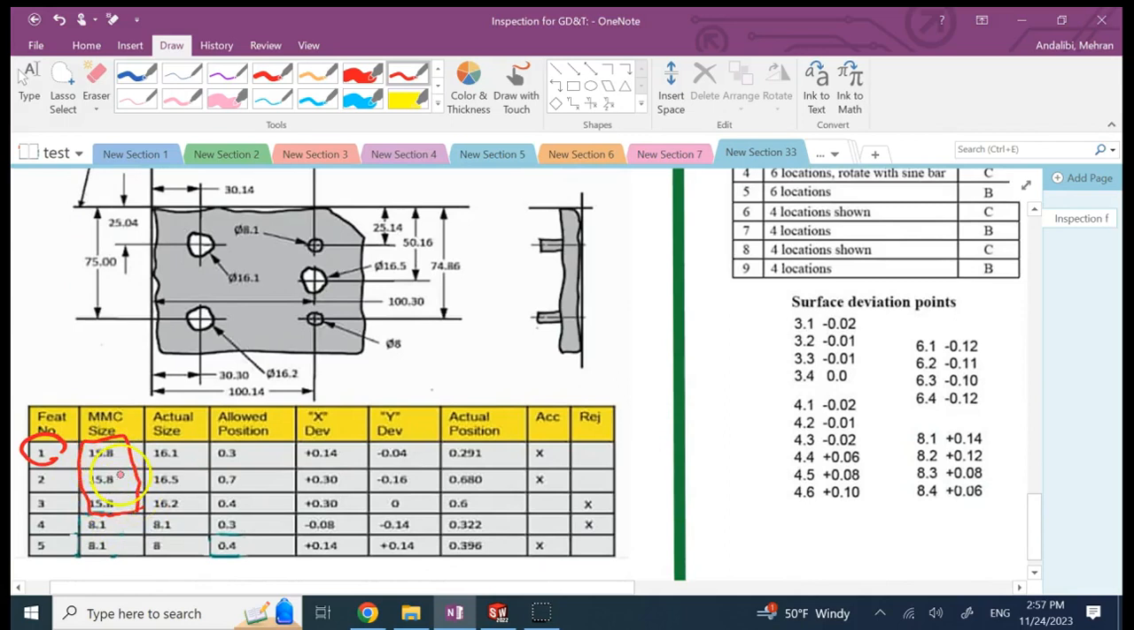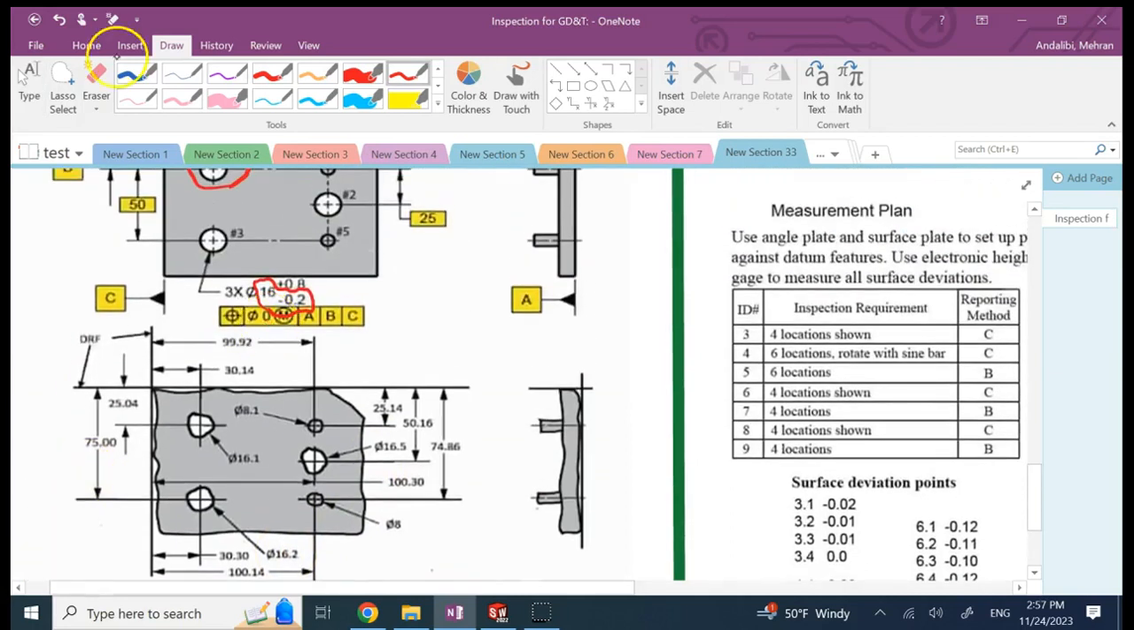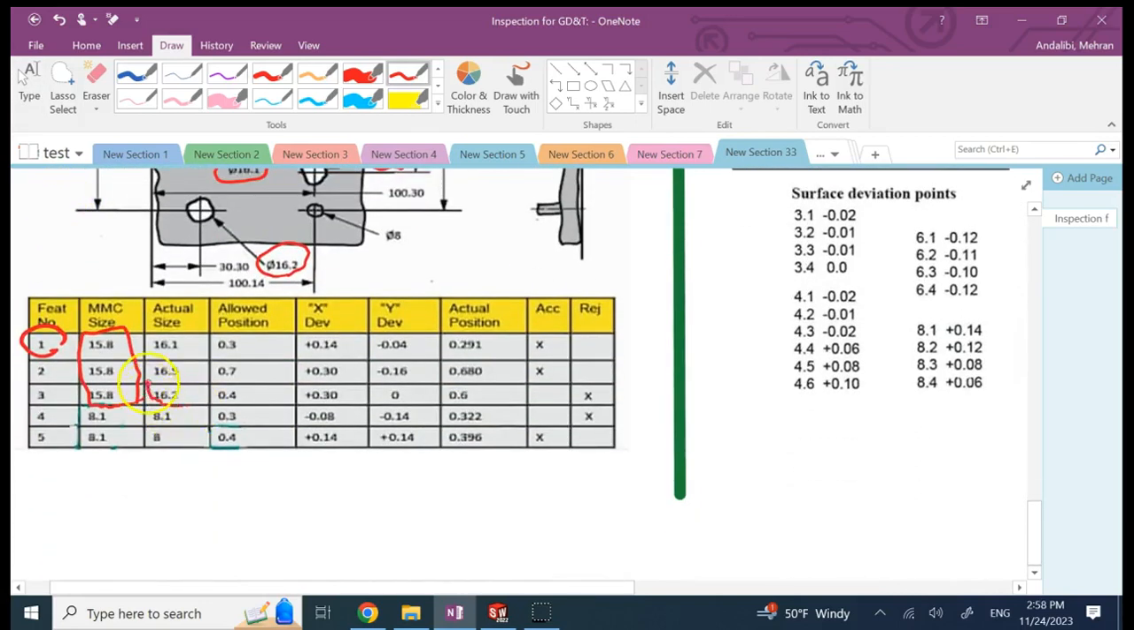Why do I need it? Because now based on the diameter that the hole is actually made, I can get some bonus tolerance. Because at MMC at 15.8, the tolerance that I have is 0. There is no room for error when they are made at 15.8. But are they made at 15.8? No. If you look, hole number 1 is made at 16.1, hole number 2 is 16.5, and hole number 3 is 16.2. So these are the actual sizes, which you can see over here.